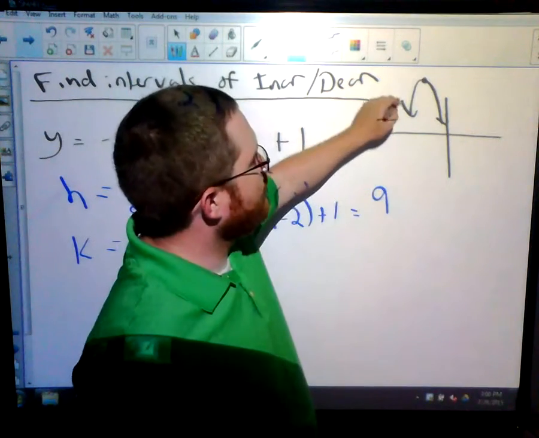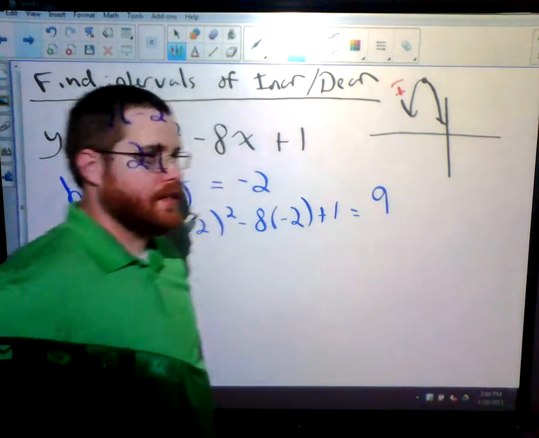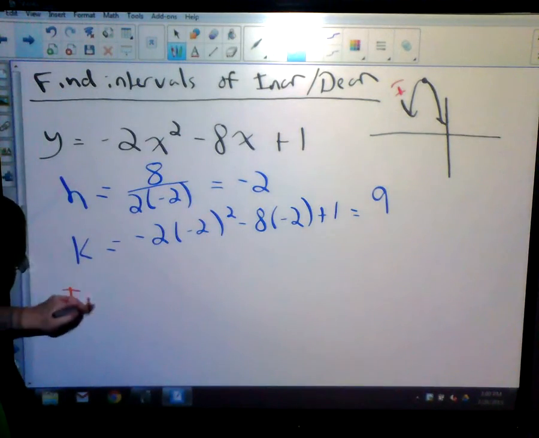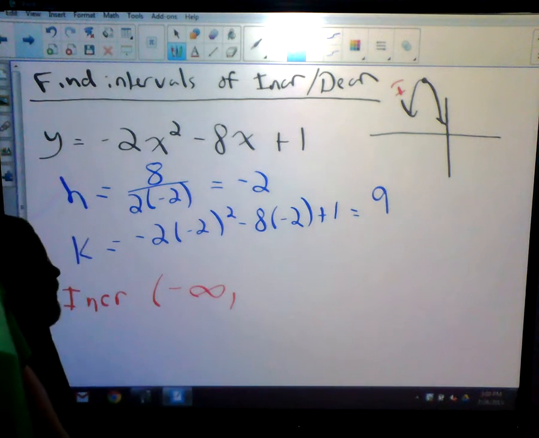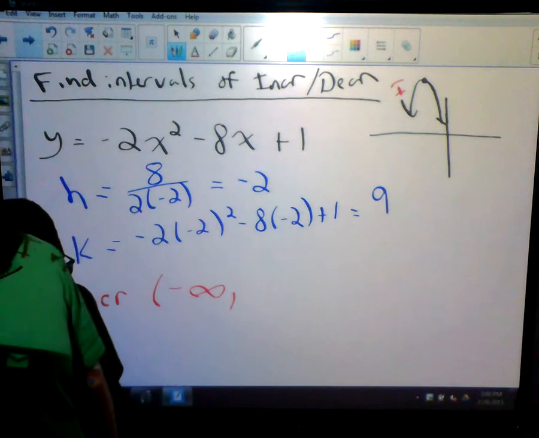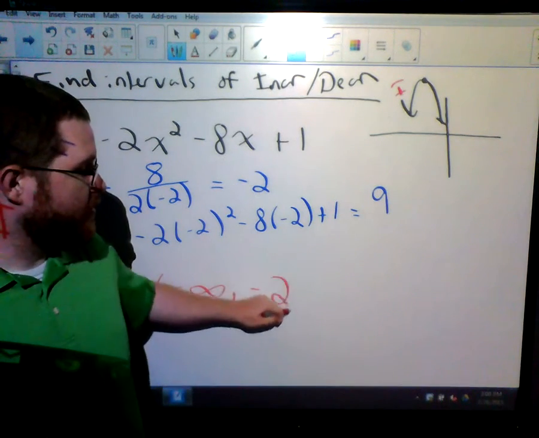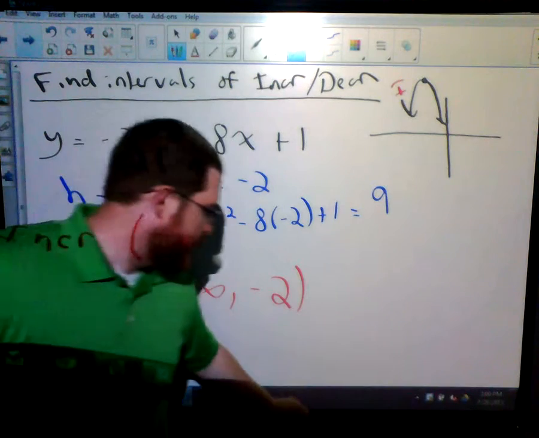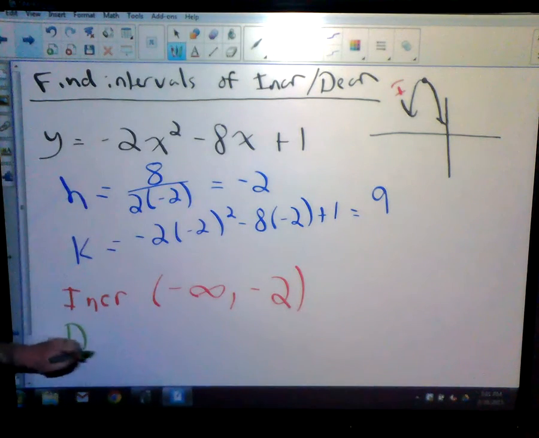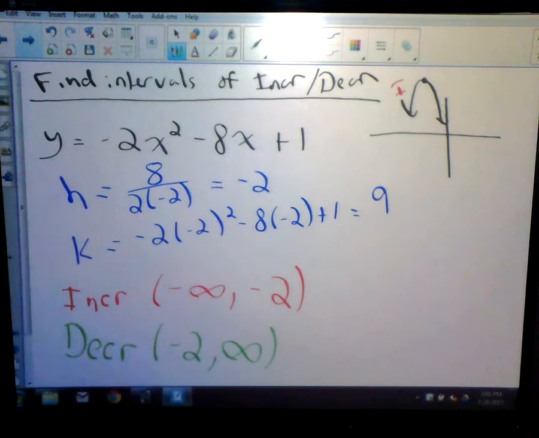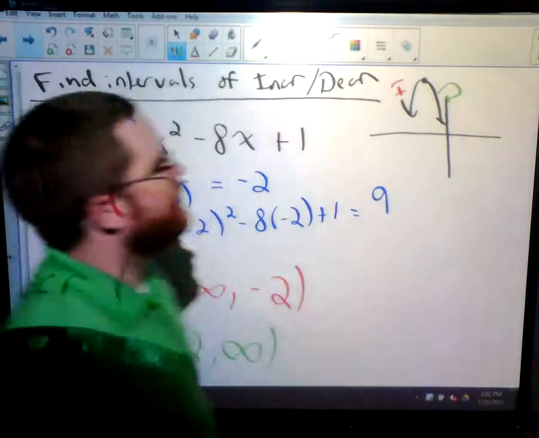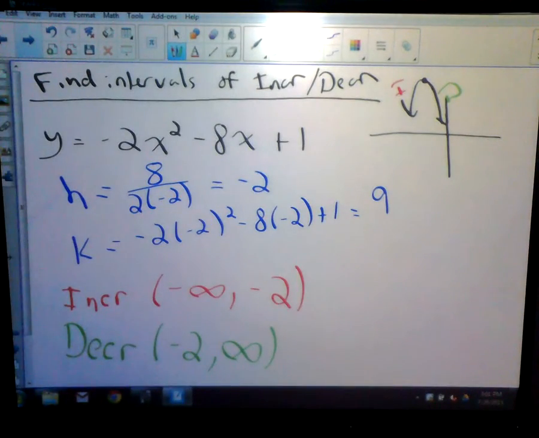So what's it doing first? It's increasing. So it's increasing from the left side to which point? Do I use the -2 or do I use the 9? We always use the x value, -2. And then we say it is decreasing from -2 to the right side, or infinity. So it increases first from the left side to -2, and then it decreases from -2 on over to the right side, infinity.